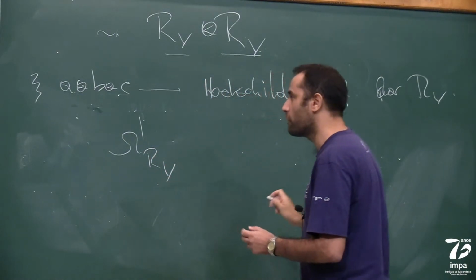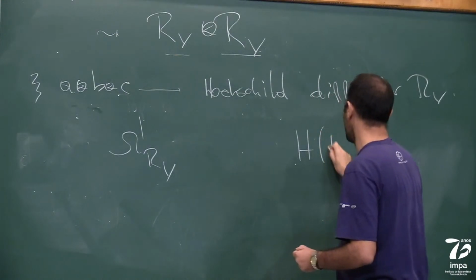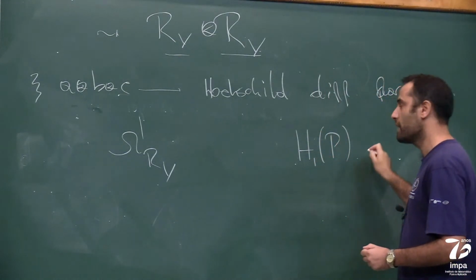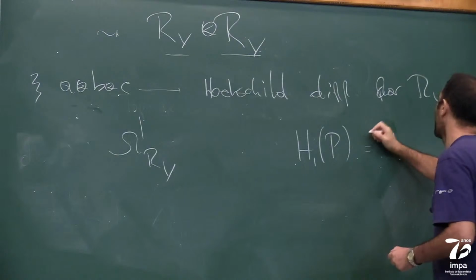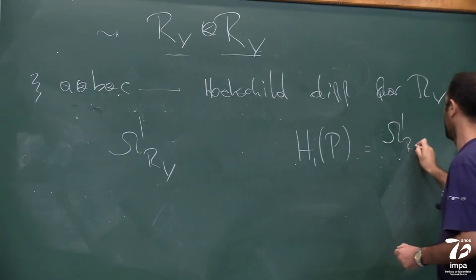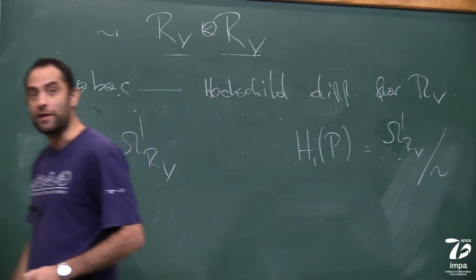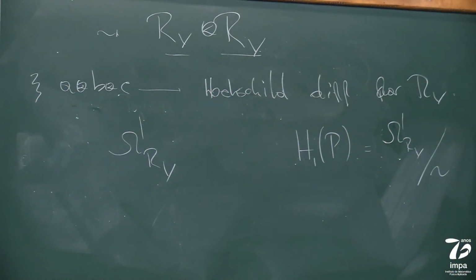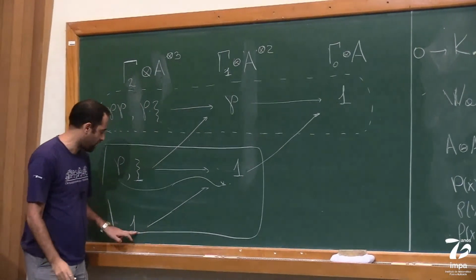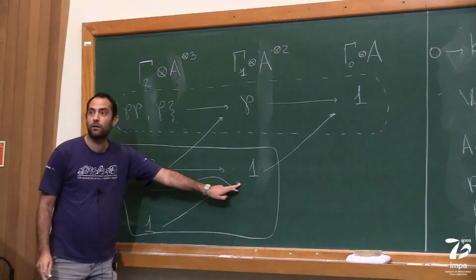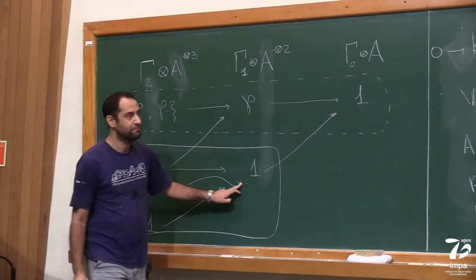So what we found so far is that the homology of the complex P in degree 1 is a quotient of omega 1 of RV. Where I need to tell you what is the differential there. And that differential is the only remaining differential that comes from here, from taking 1 to this 1.